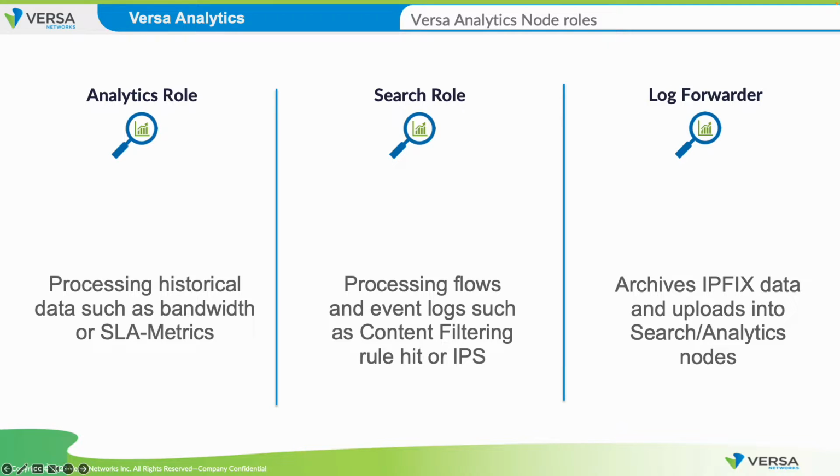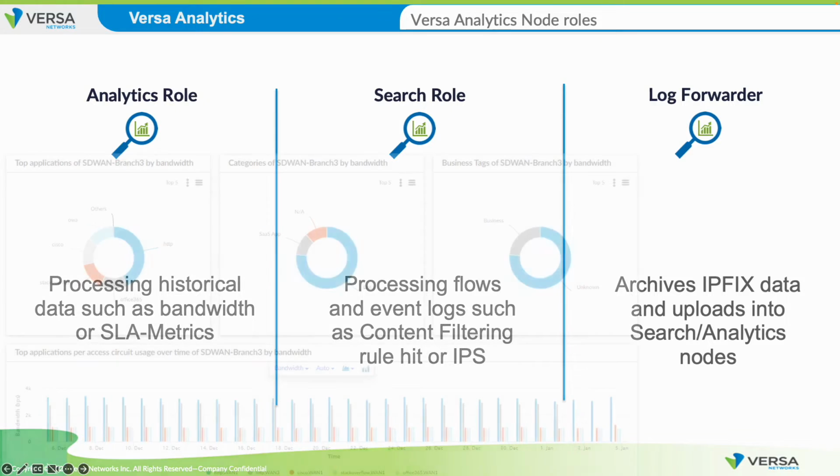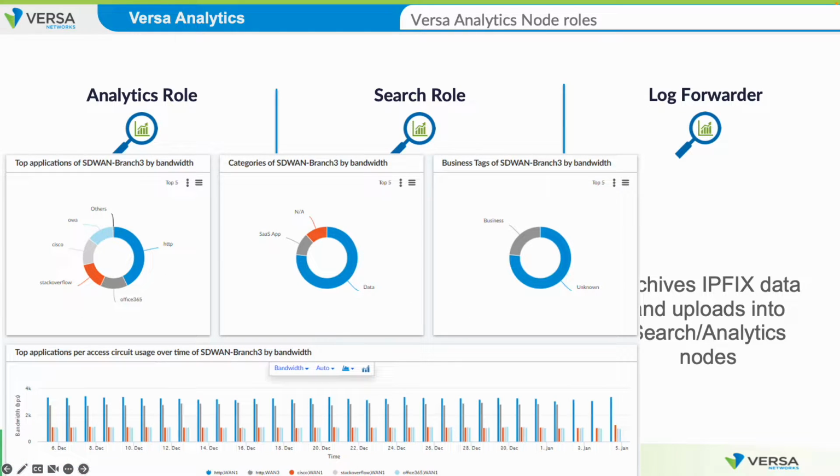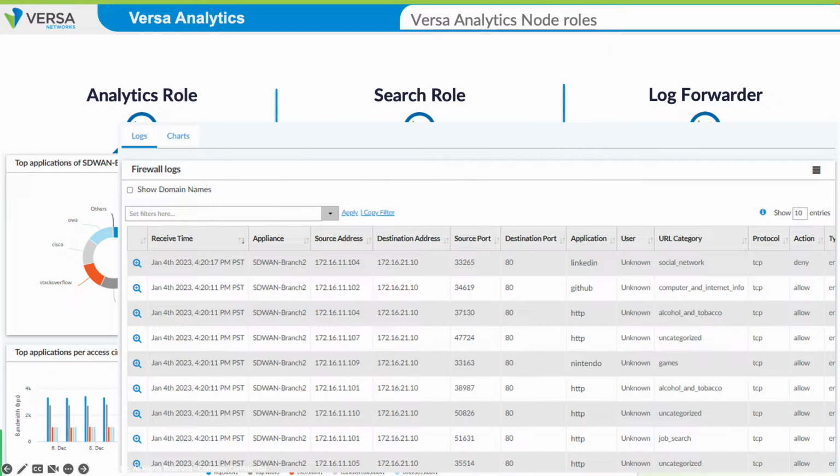Now let's review in a little more detail the database types and the analytics roles. Each of the analytics nodes, or each of the analytics servers which you deploy, can have one of three roles. It can be either analytics role, search role, or log forwarder. What is the difference between them? The analytics node contains historical data such as bandwidth, SLA measurements, and other graphs. Here's an example of the data which is going to be stored on the analytics node and therefore will be read from it after. On the search node, we usually store the log files, log records like who accessed what, at what time, from where, and to where.